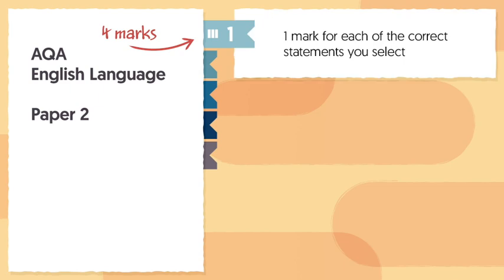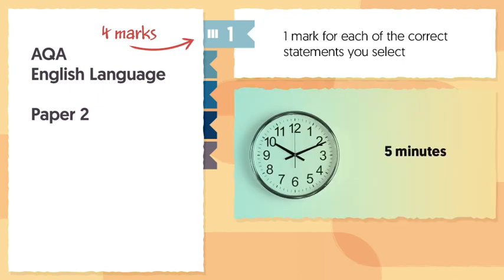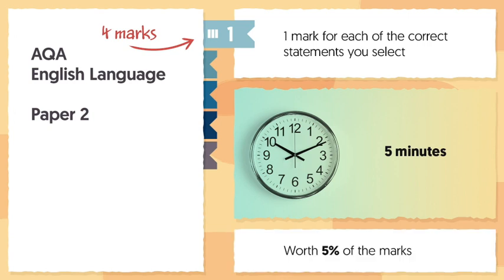Okay, in this video we're going to talk through AQA English Language Paper 2 Question 1. This is the first question on the paper. It's worth 4 marks. You'll get 1 mark for each of the correct statements you select. You only have around 5 minutes to spend on this question. It's worth just 5% of the marks on the paper, so don't spend too long on it.